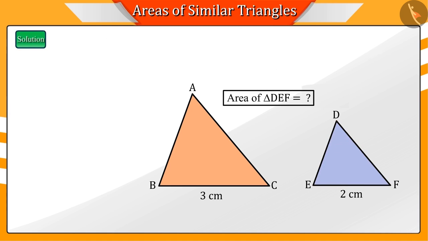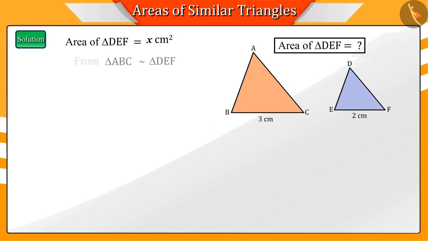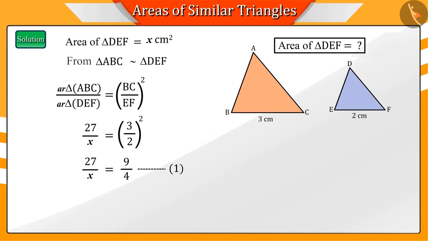Let's solve this together. First, let's assume that the area of triangle DEF is x square centimeters. Now, we know that the ratio of the areas of two similar triangles is equal to the square of the ratio of their corresponding sides. Using this theorem, we get equation 1.